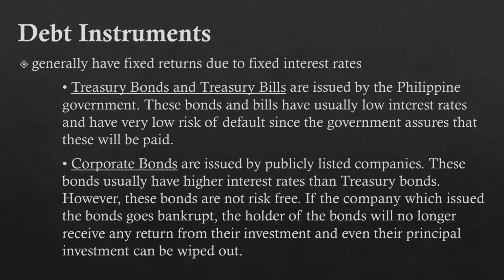You have corporate bonds as well. Treasury bonds or treasury bills are issued by, in our case, the Philippine government. These bonds and bills have usually low interest rates and a very low risk of default, since the government assures that these will be paid. As there is a contract that determines the assurance of payment for treasury bonds and treasury bills, they are not that difficult to comply with or to meet. So the risk is quite low.